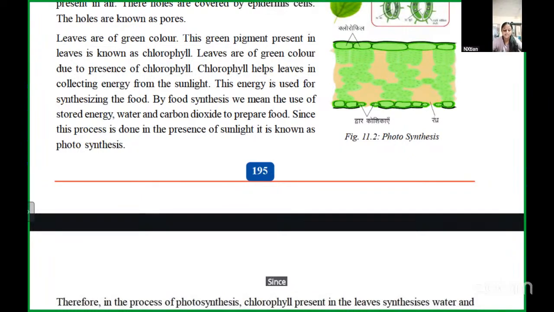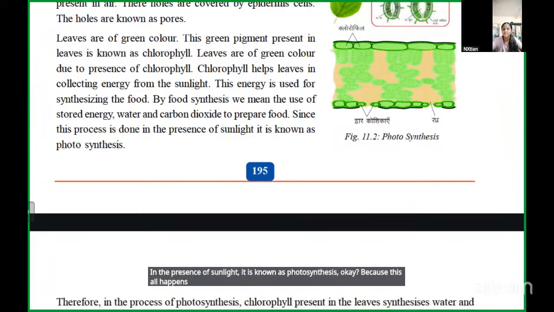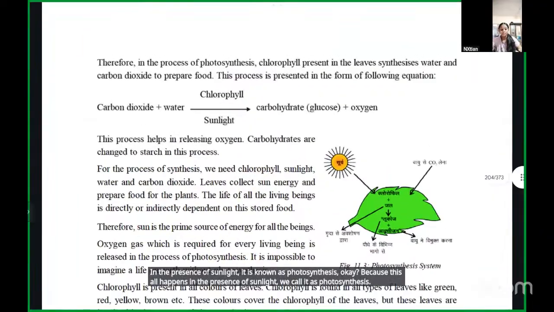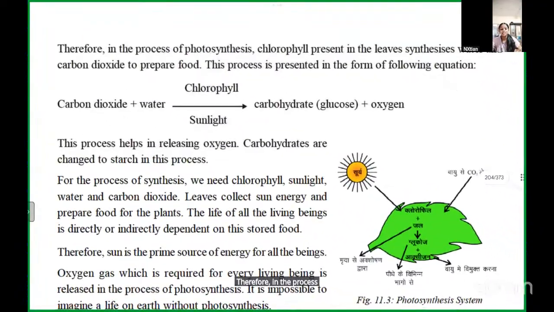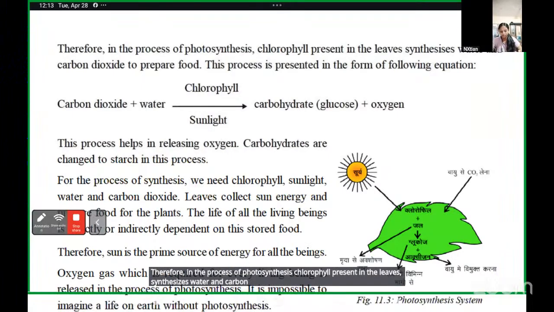Since this process is done in the presence of sunlight, it is known as photosynthesis. Because this all happens in the presence of sunlight, we call it photosynthesis. Therefore, in the process of photosynthesis, chlorophyll present in the leaves uses water and carbon dioxide to prepare food.